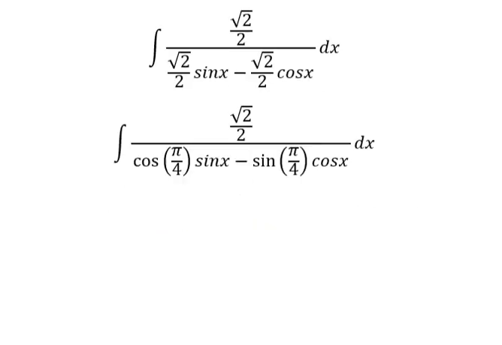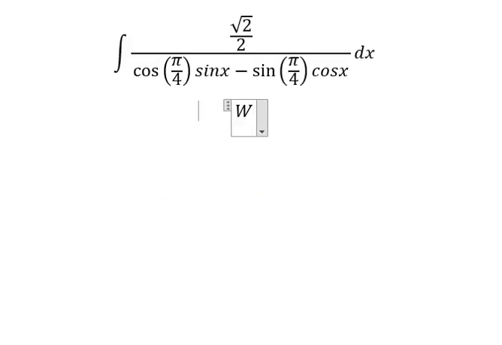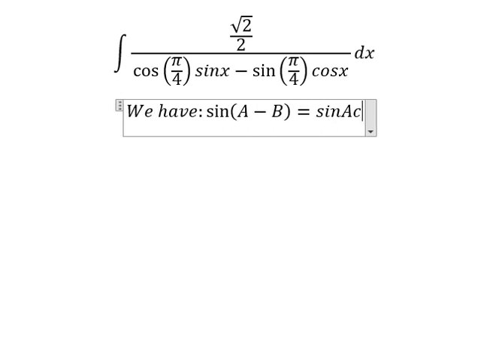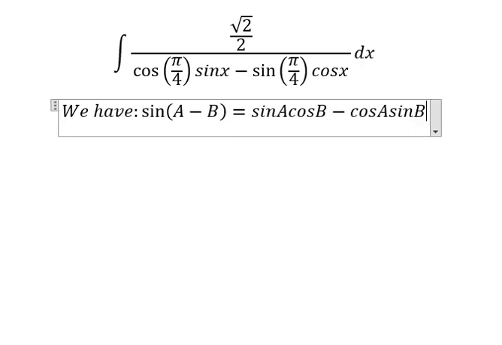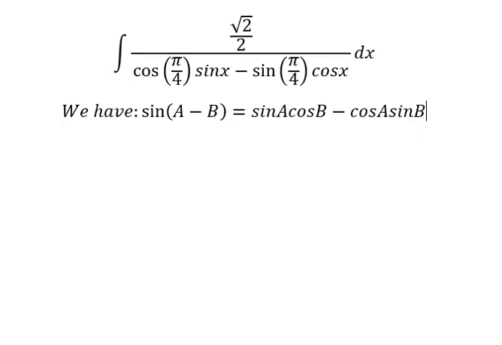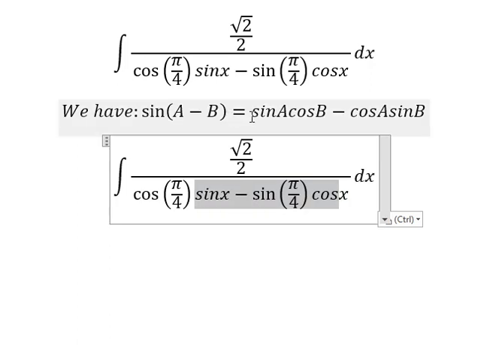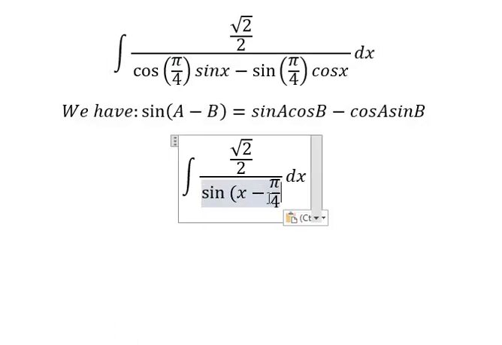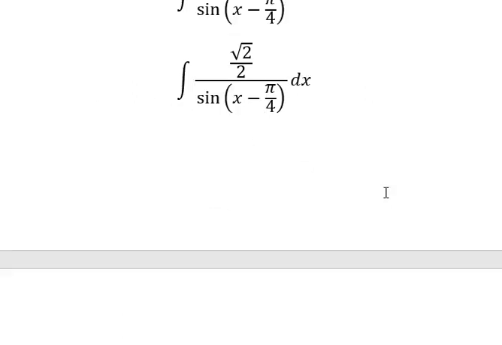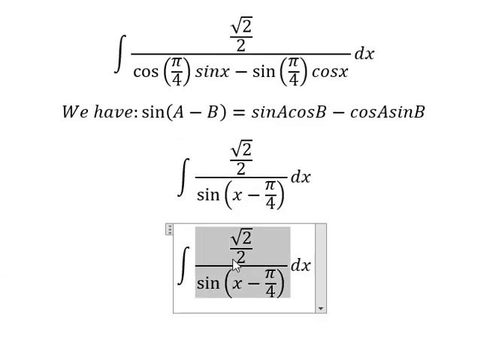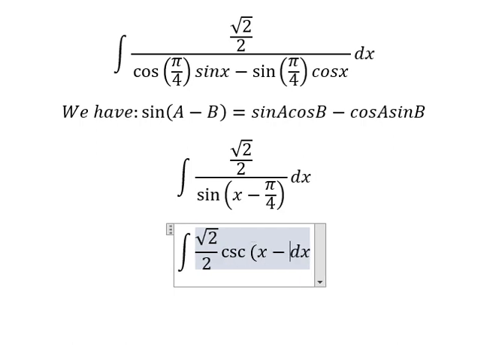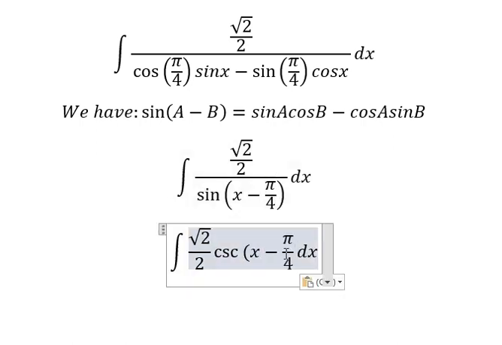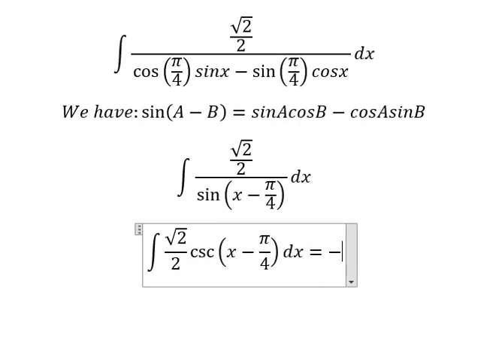So we have the formula in here. So we need to transform this one into this one. This one is cosecant of x minus pi over 4. And now we have the final answer.